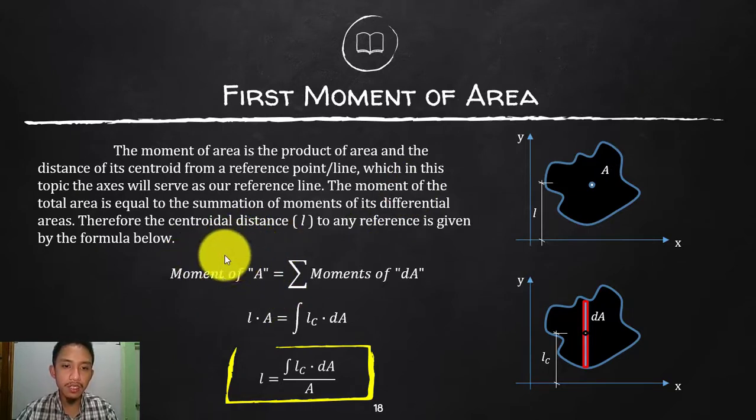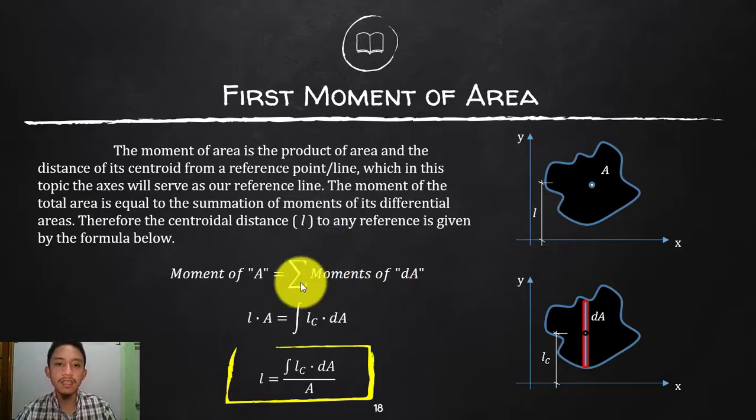So as I'm saying, the moment of the total area, that is A. Moment is area times the centroid, let's say that is L, equal to the summation of the moments of differential areas. So let's say this is the strip, for example it could be horizontal or vertical, but let's just say that is dA. And then get the moment of that. The moment of that is dA, the area of the strip, times the centroid, let's put there sub C, the centroid of the element or the strip.